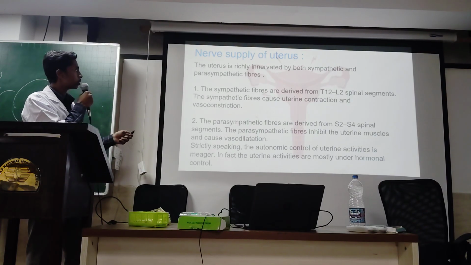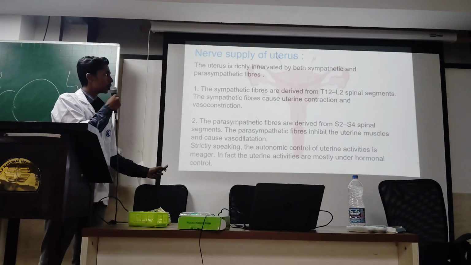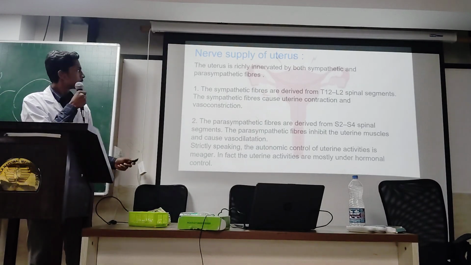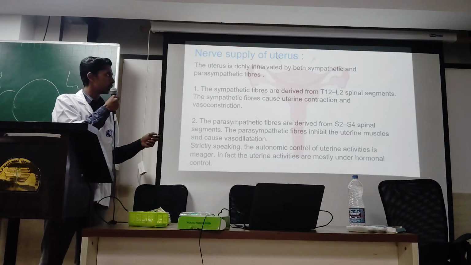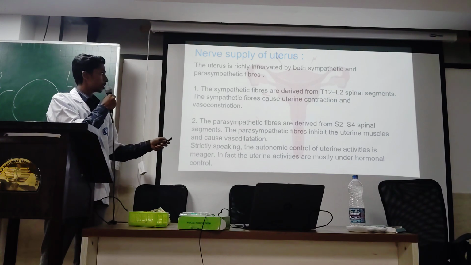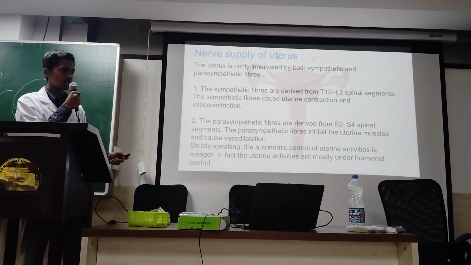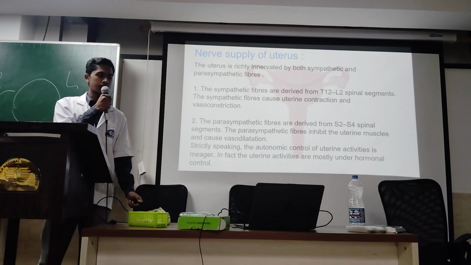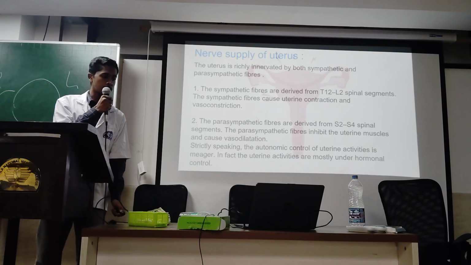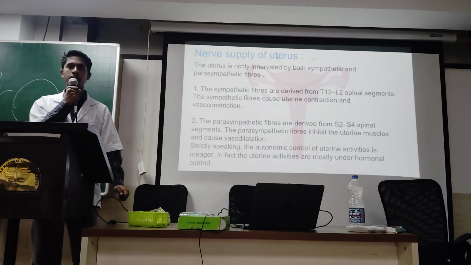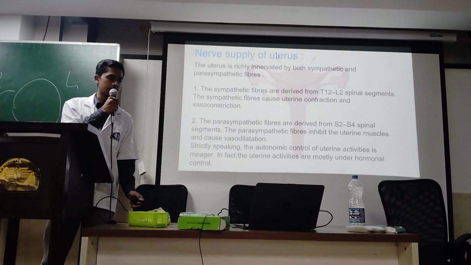Now finally we come to the nerve supply of the uterus. The uterus is richly innervated by both sympathetic and parasympathetic nerve fibers. The sympathetic fibers are derived from the T12 to L2 spinal segments. The sympathetic fibers cause uterine contraction and vasoconstriction. The parasympathetic fibers are derived from the S2 to S4 spinal segments. These fibers act to inhibit the uterine muscles and cause vasodilation.